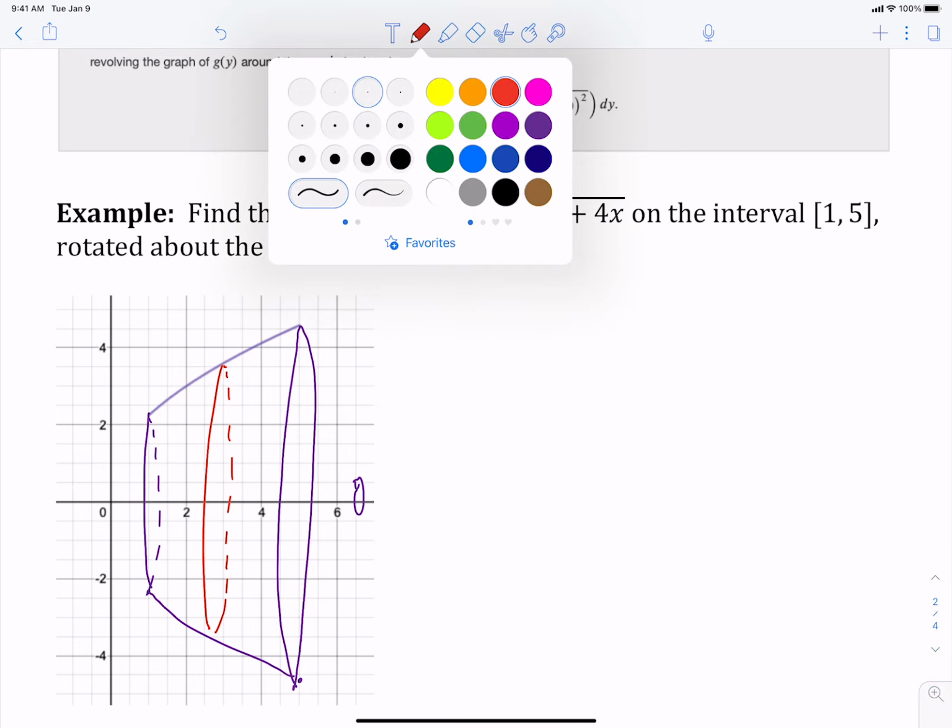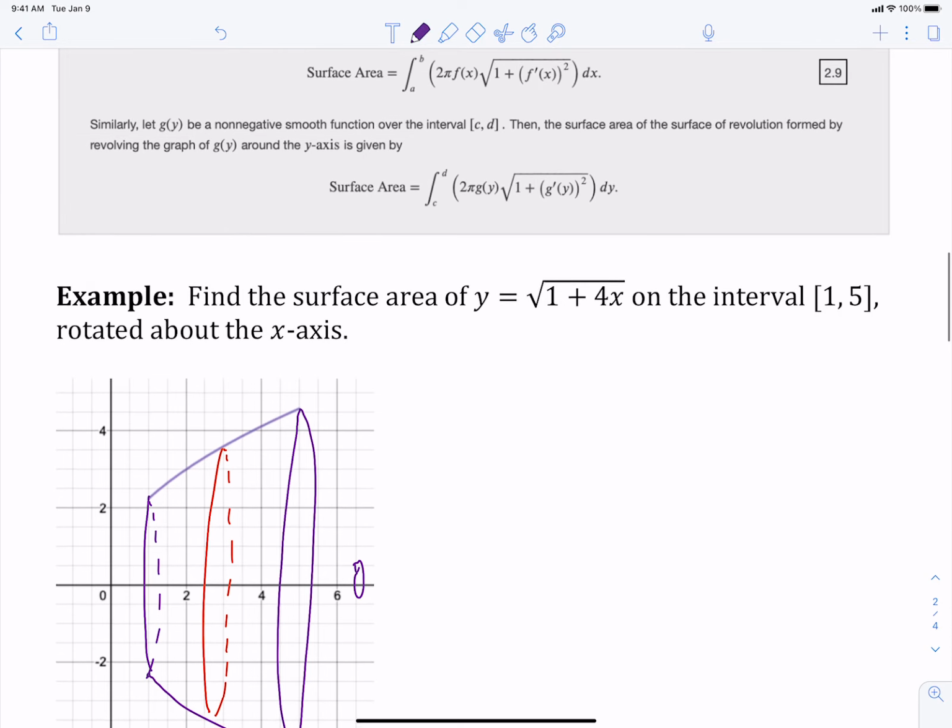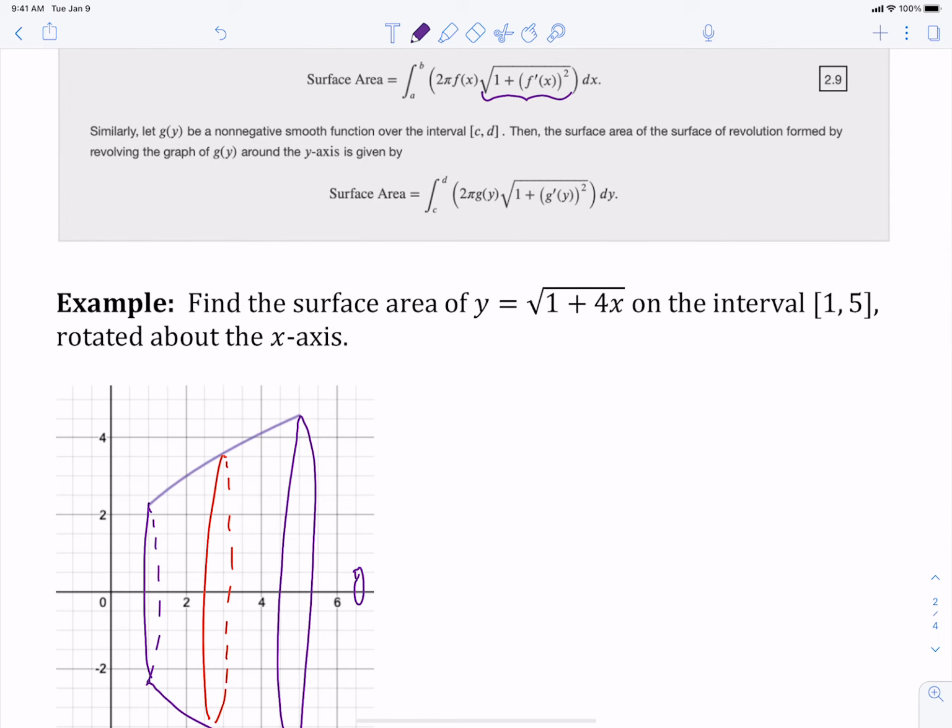So just like with the length of our curve, I'm going to start by figuring out what's going to be under that square root, and I'm going to take it piece by piece. I'm going to find the derivative of this function that we want to find the surface area of. So we get 1/2 times (1 plus 4x) to the negative 1/2 times 4. Simplifying this a little bit, that's going to give us 2, with the 4 and the 1/2 canceling, and then 1 over the square root of 1 plus 4x.